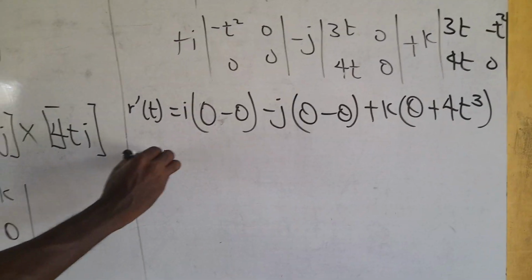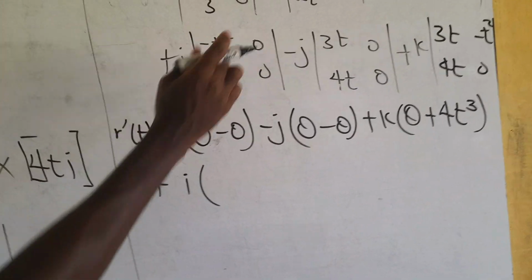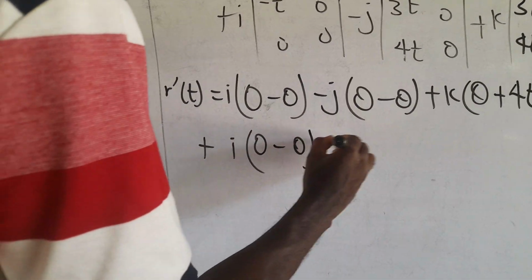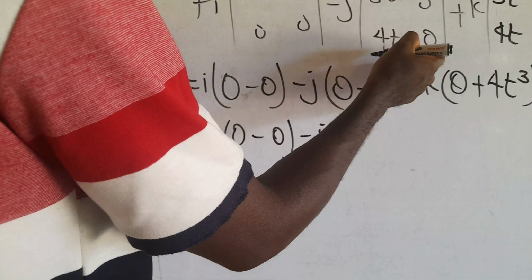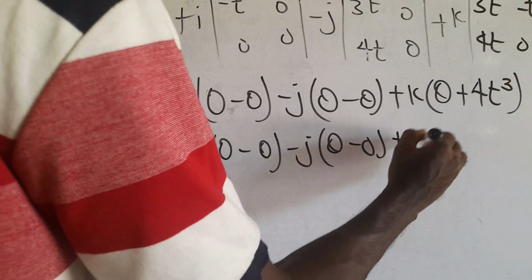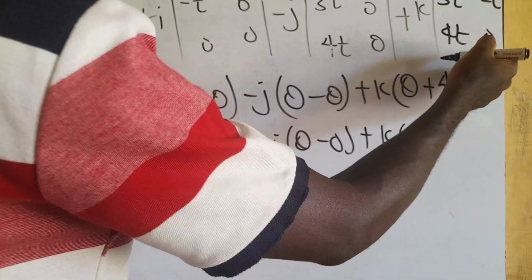Then plus our i for this: this times this will be 0, minus 0. Minus j: this times this is 0, minus this, that will be 0 minus 0. Then plus k, this times this.